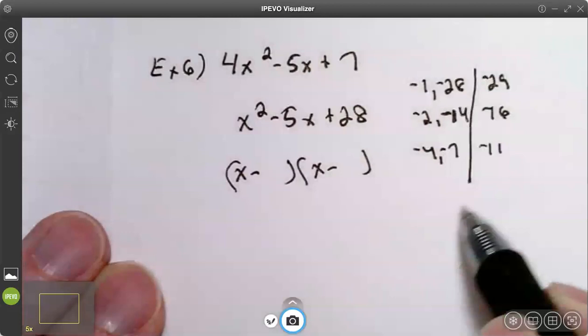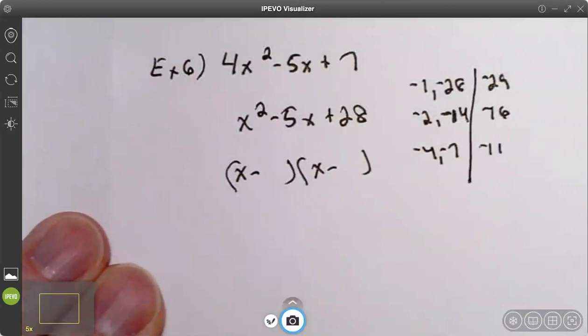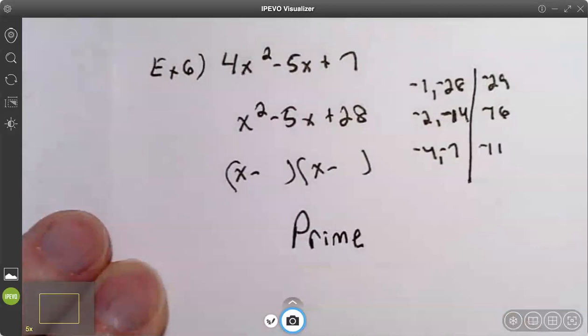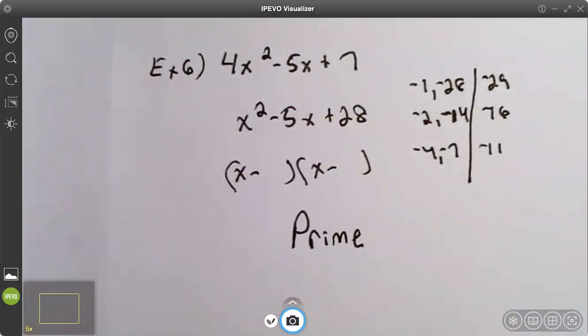None of them work. So every once in a while, you'll get one that can't be factored. It is a prime polynomial. If you find one that absolutely will not factor, the answer is prime. Please don't make the mistake of, you can't figure out how to factor it, so you put prime. Most of them are not prime, but if you've done every option available and it doesn't work, the answer is prime.